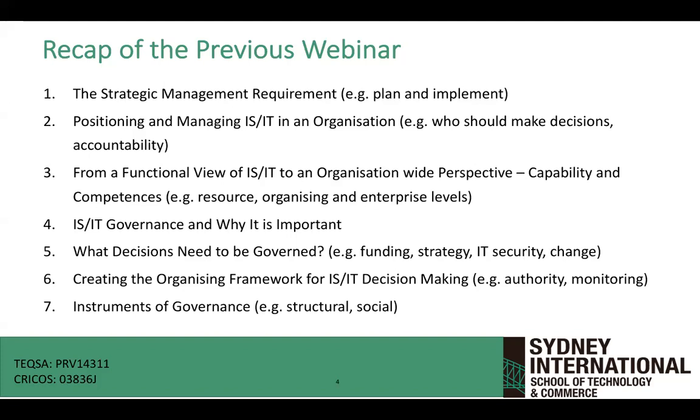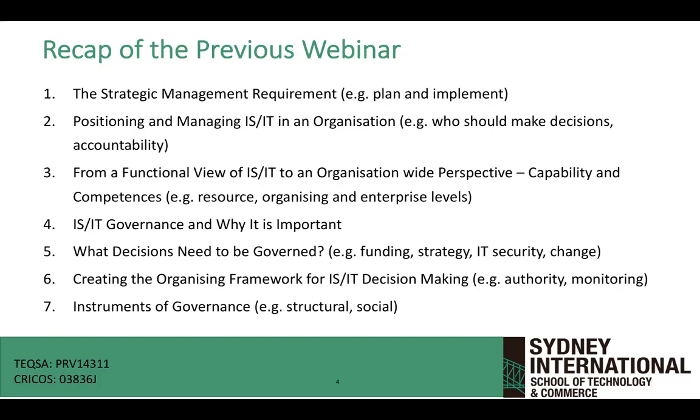We spoke about creating the organizing framework for information system and IT decision making. Who has the authority to make all of these decisions? Who is responsible to go and monitor that we are actually delivering what we said we are going to be delivering at a particular point of time? There's a few things to go and really mention in terms of what we're trying to go and deliver.